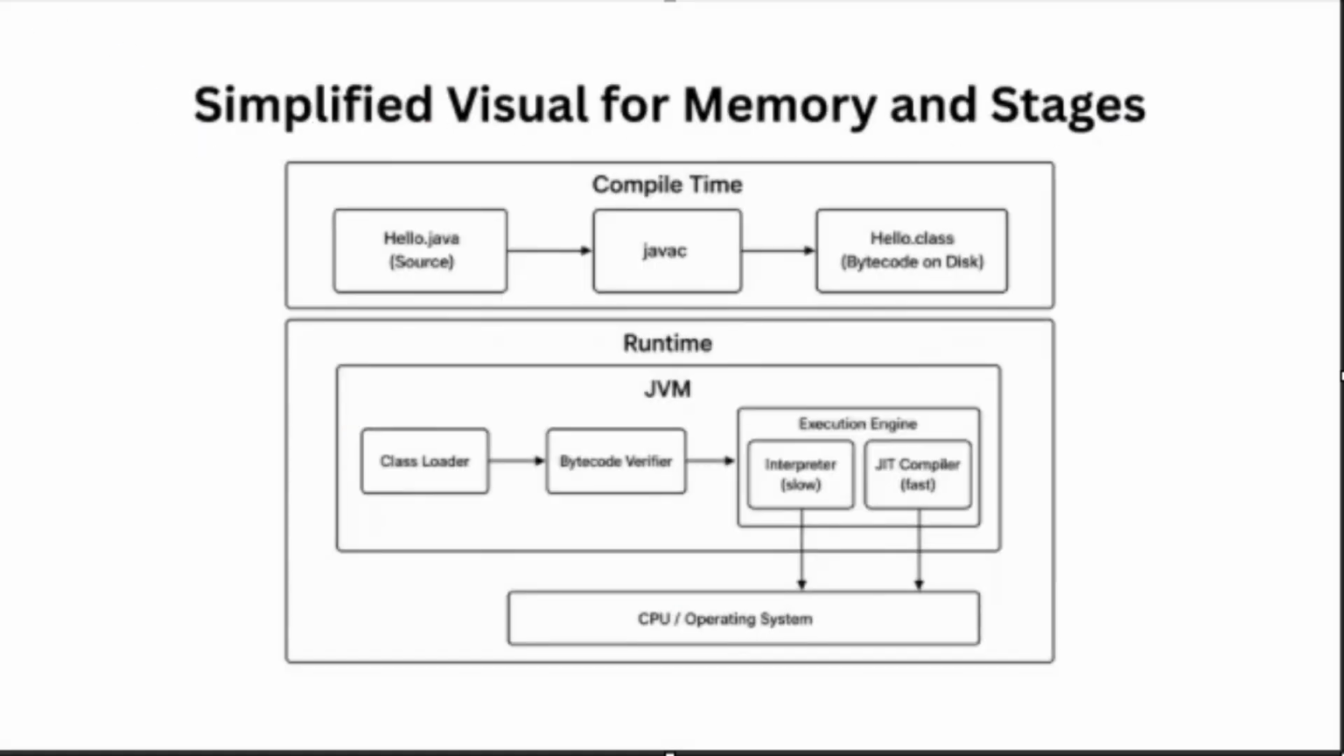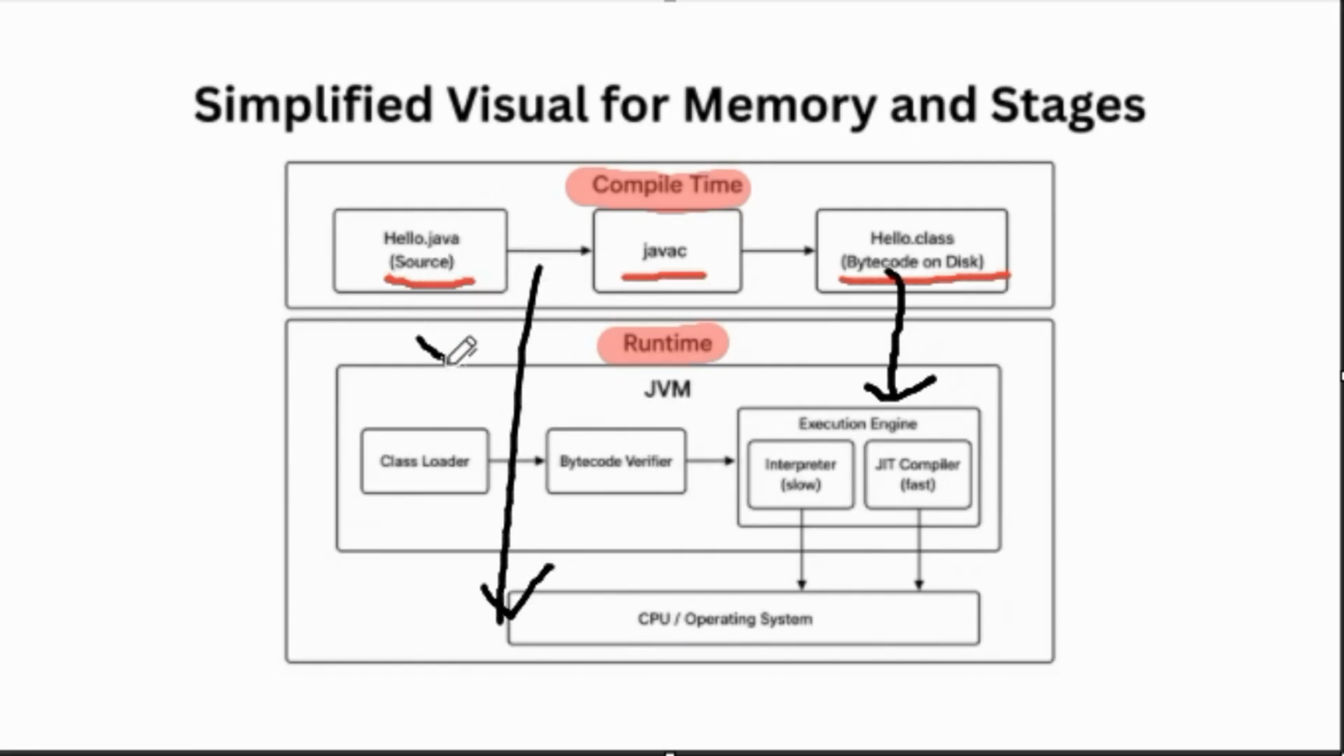This diagram separates compile time from runtime. Compile time. Your .java file becomes .class bytecode, sitting on disk. Nothing's running yet. Runtime, bytecode moves into the JVM inside the execution engine. Interpreter runs it slow. JIT compiles hot methods into fast native code. One thing to notice, bytecode never touches the CPU directly. Never. It's always translated by either the interpreter or the JIT.